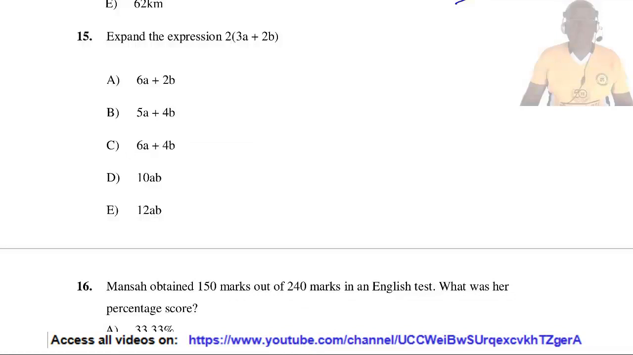Question 15. Expand the expression 2 times the brackets 3a plus 2b. 2 times 3a equals 6a, and then 2 times 2b equals 4b. So the answer is C.